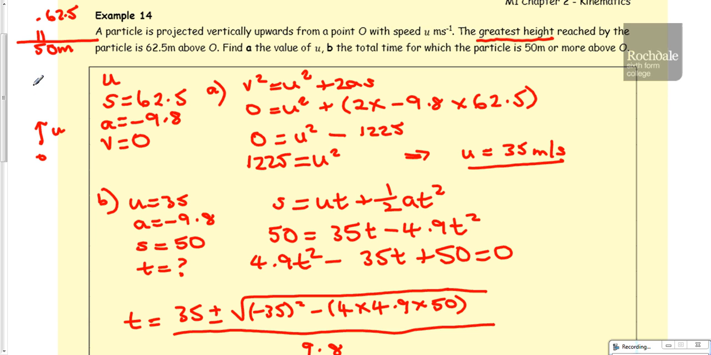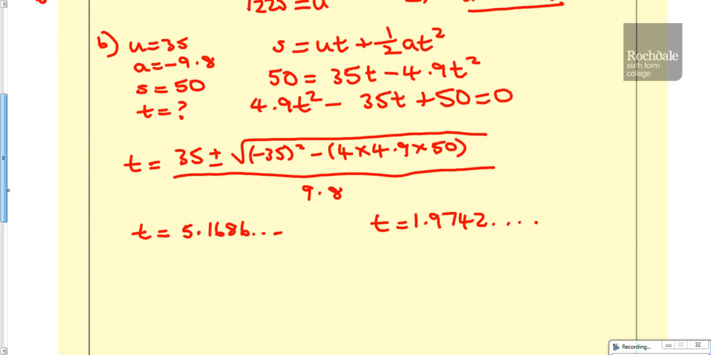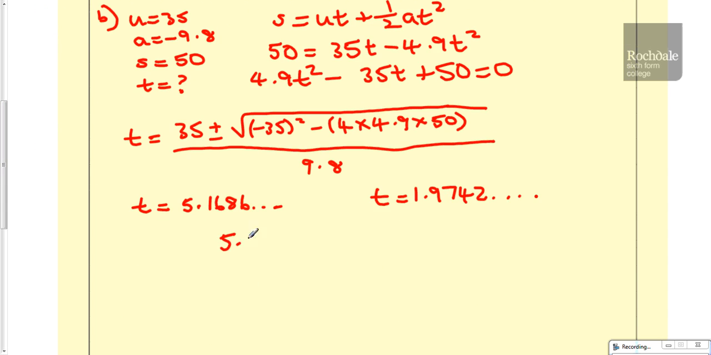So we've just worked out that the first time it hits this 50 meter mark is about 1.97 seconds. It keeps going up to the top and then it comes back down and it hits that 50 meter mark again at roughly 5.16 seconds. So the period of time it's actually above is 5.1686 minus 1.9742. That's the period of time that it's actually above the 50 meter mark. And if you work that out, that works out to be 3.2 to two significant figures.